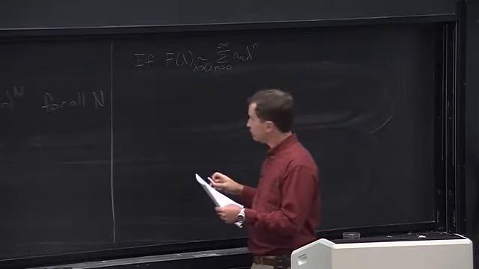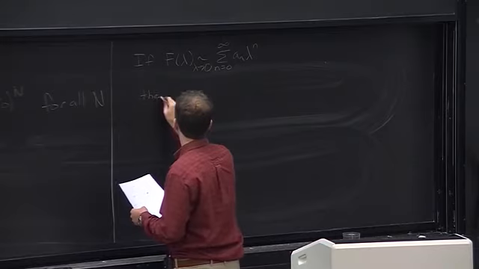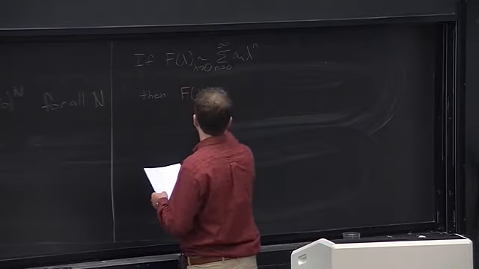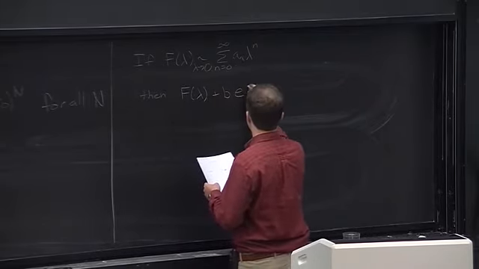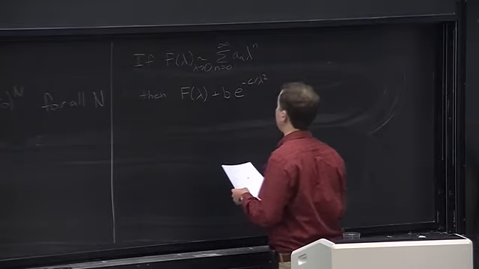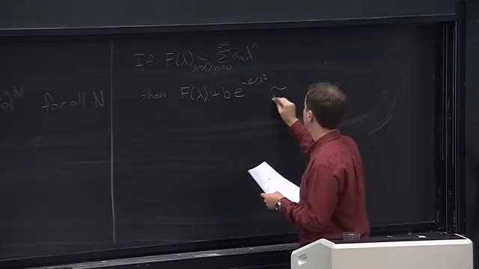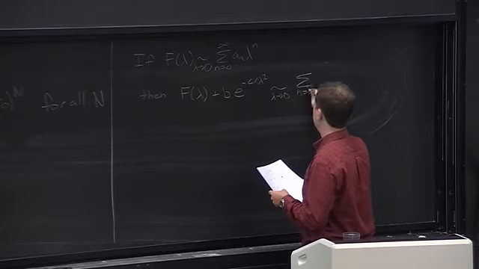So if we add b times e to the minus c over lambda squared to f, then the asymptotic series will be exactly the same.